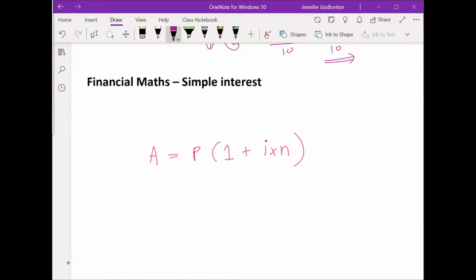Yeah, it's definitely simple interest. Sakani, can you give me one of the letters? Ma'am, A is amount. Okay, yes. So we can say amounts. It is actually, its proper name is accumulated.